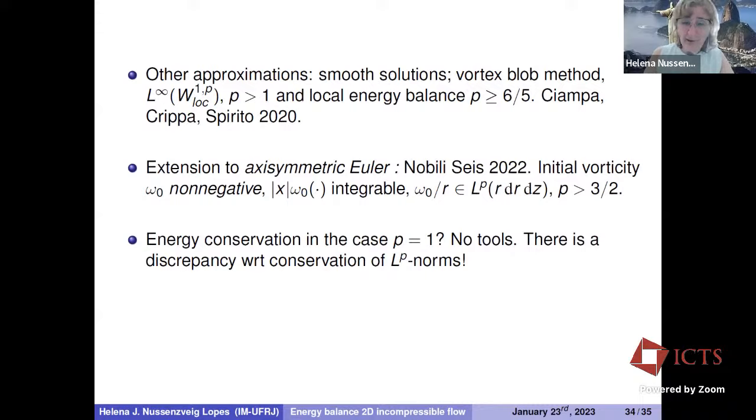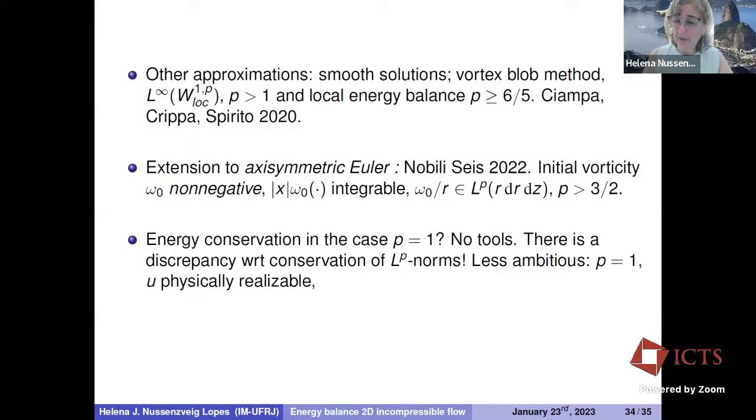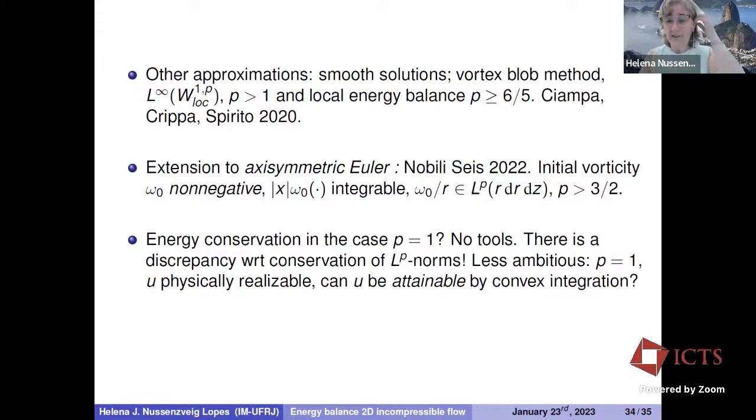However, there's a huge discrepancy in theory, because we know that L^p norms of vorticity are conserved all the way up to p equal 1. So a less ambitious program would be to ask ourselves whether, if you take an initial vorticity which is in L1, and use a physically realizable weak solution, such a u can be attainable by convex integration. And this is work in progress. Thank you for your attention.